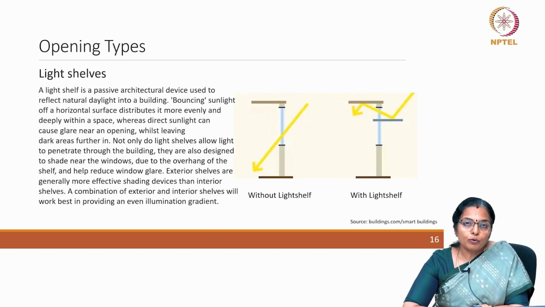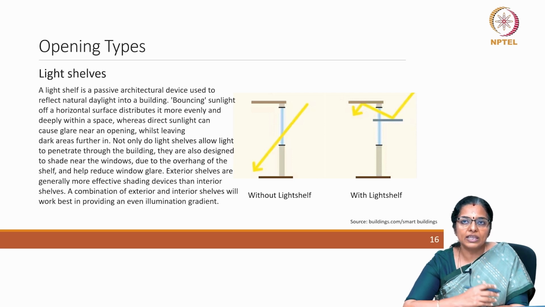The next opening type is called a light shelf. A light shelf is a passive architectural device used to reflect natural daylighting into a building. Bouncing sunlight off a horizontal surface, it distributes it more evenly and deeply within a space.